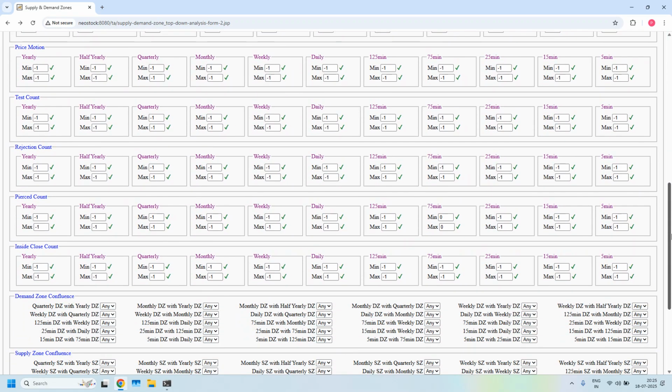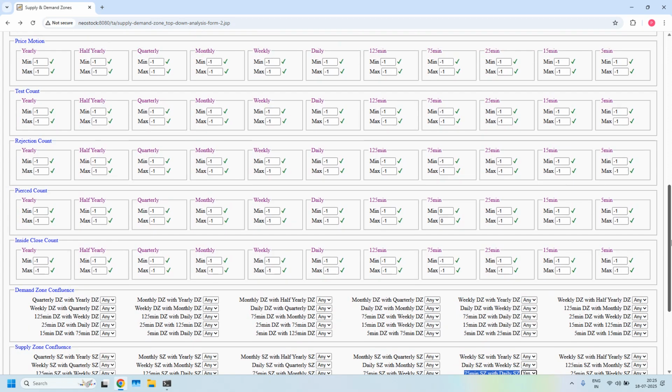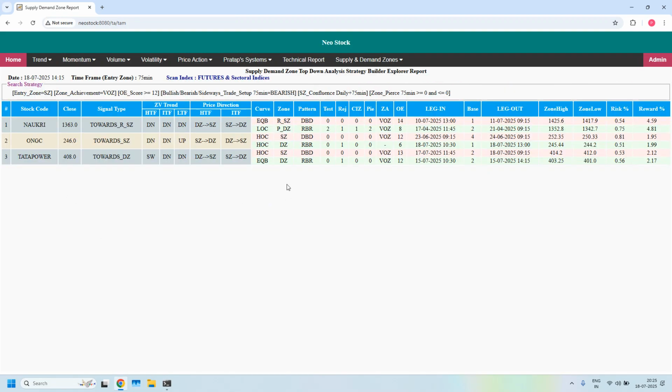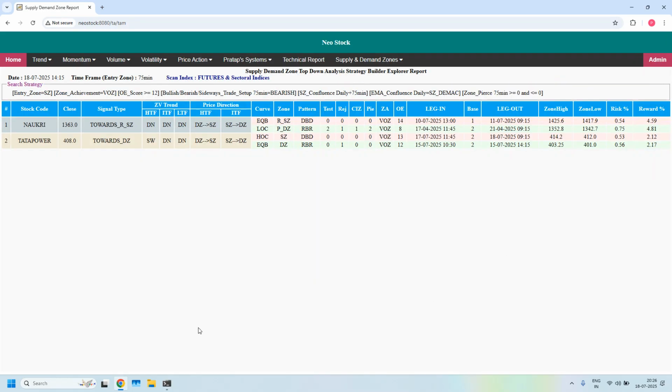First filter is LTF and ITF supply zone confluence, that is 75 minutes and daily supply zone confluence. All 3 are filtered. That means in all the 3 stocks, these 75 minute supply zones overlapped with the daily supply zone. And also daily trend, the ITF trend, is down in all the 3 stocks. So we can further filter with the daily supply zone having daily EMA confluence. Two are filtered. So these 2 75 minute supply zones might be having better high probability to get success.